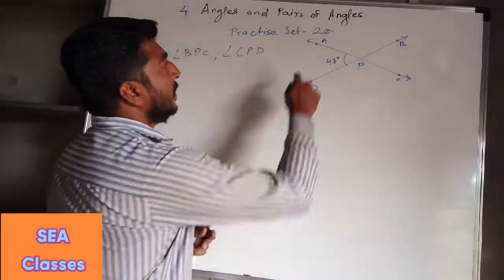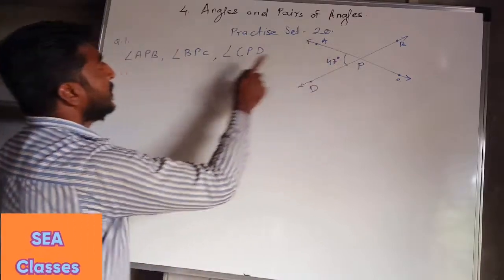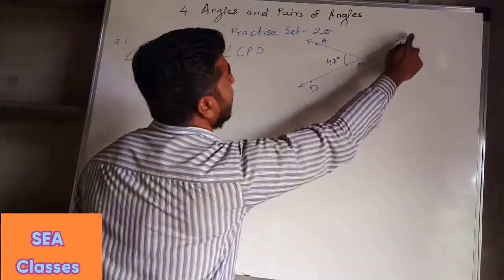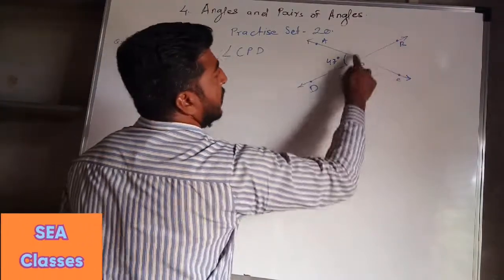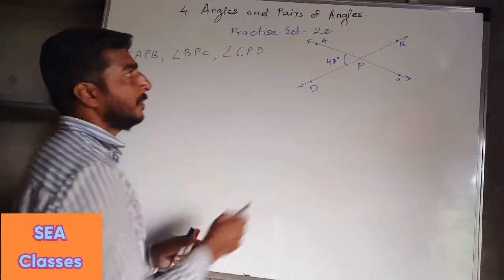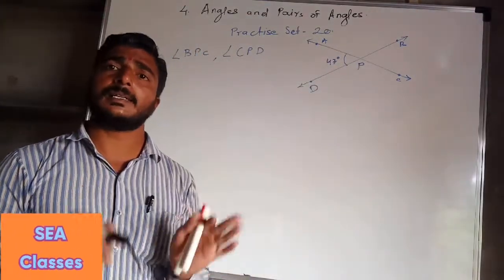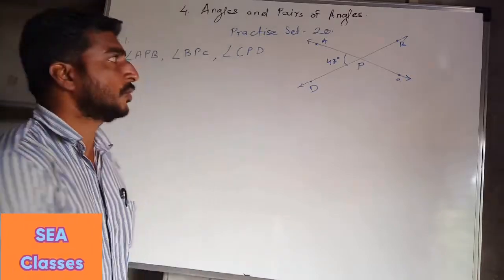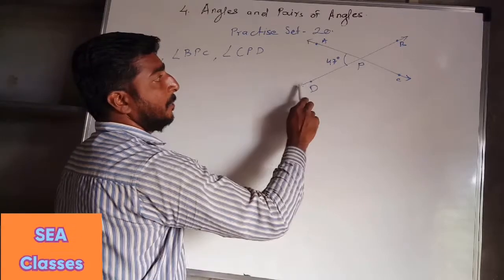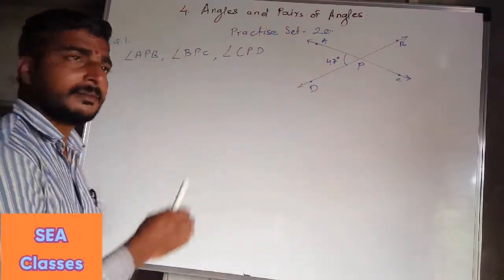So you can see here angle APD is given to you, that is 47 degrees, and they have asked you to find the measure of angle APB, angle BPC, and angle CPD. So you have to find the measure of the remaining three angles here. Already we have learned that vertically opposite angles are equal in measure. So here one angle is given, angle APD. The vertically opposite angle of APD is angle BPC. So we can use that property and answer this.